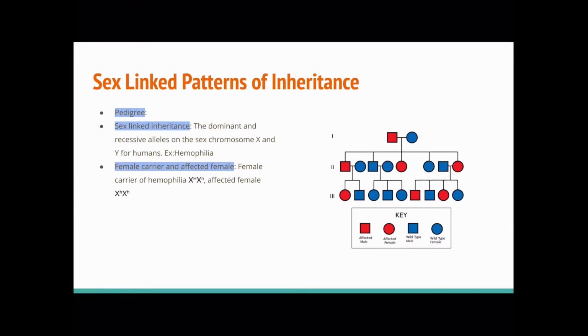Female carrier and affected female. Big H is the dominant allele for being healthy, and small h is the recessive allele for being affected by hemophilia on the X chromosome. It takes one recessive allele, small h, for a female to become a carrier, so the genotype for a female carrier has one small h. Two recessive alleles will cause a female to become a patient, so the genotype for an affected female has two small h.